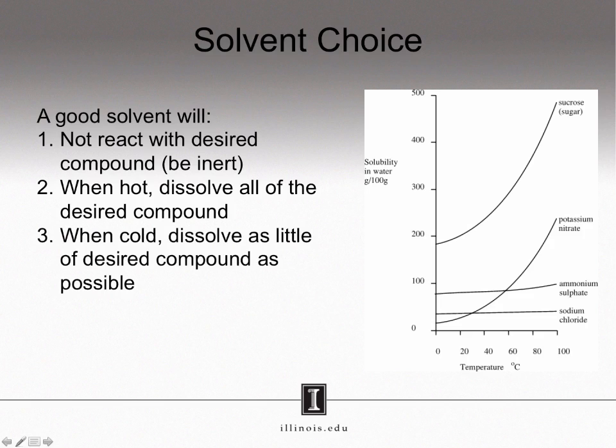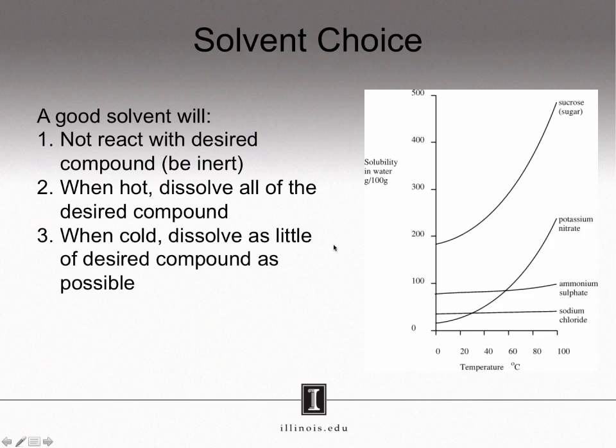Let us look at this graph on the right. If you look at the line for sugar, we see that as our temperature increases, as our solvent, in this case water, gets hot, we dissolve a great amount of sugar. When we allow the water to cool back to roughly room temperature, we see that the solubility has decreased dramatically, meaning that most of our sugar should return to the solid phase. Therefore, water could be used to recrystallize sugar.